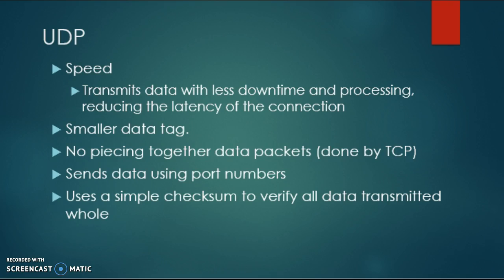It sends data using port numbers. We saw that in the first 4 bytes of the header that UDP uses. And like I said, in the last 4, it uses a simple checksum to verify all data transmitted is whole. So there is a check to see if the data that is sent is whole, but there is no check to make sure that the destination actually received the data. So if it's important to the recipient that the data is actually received, then you need to use another protocol, probably TCP or something else.